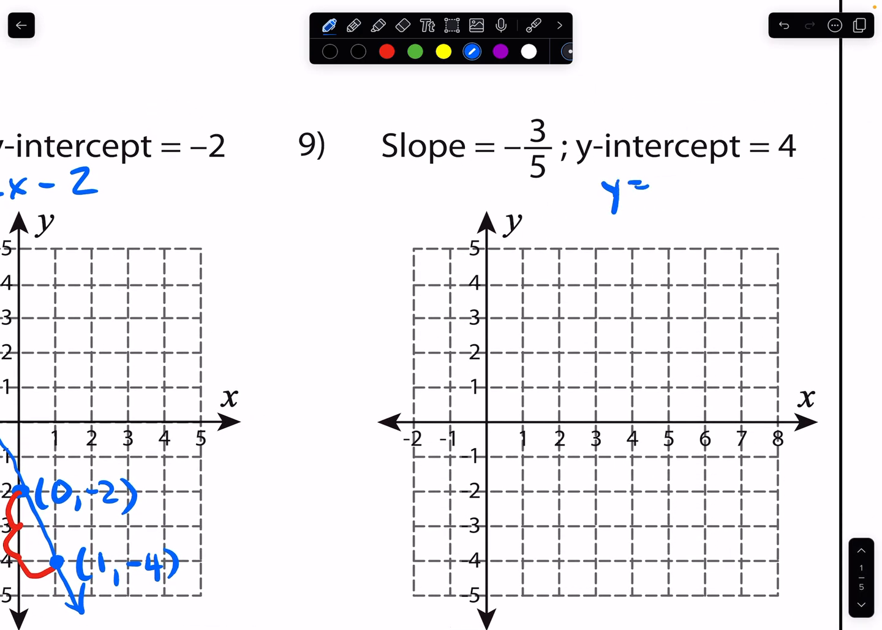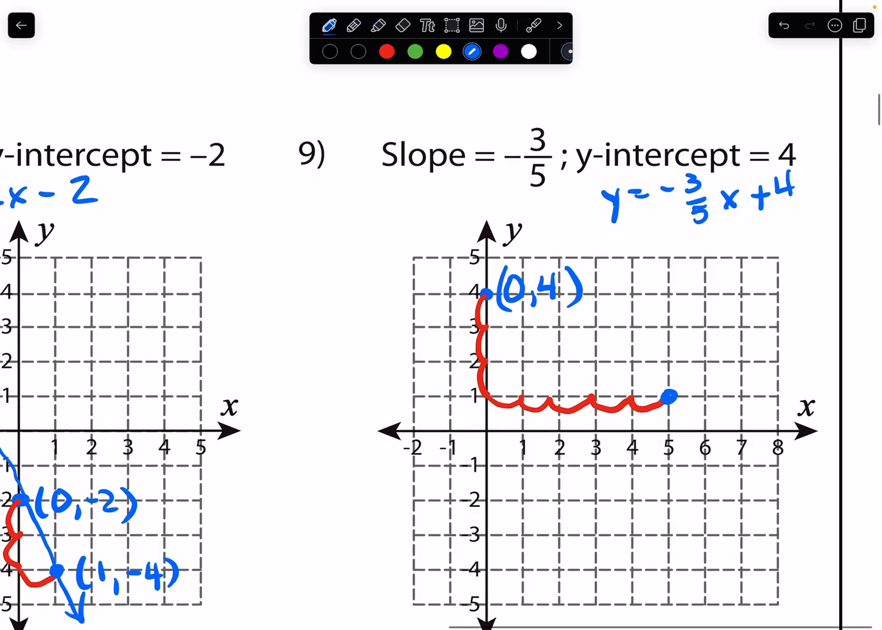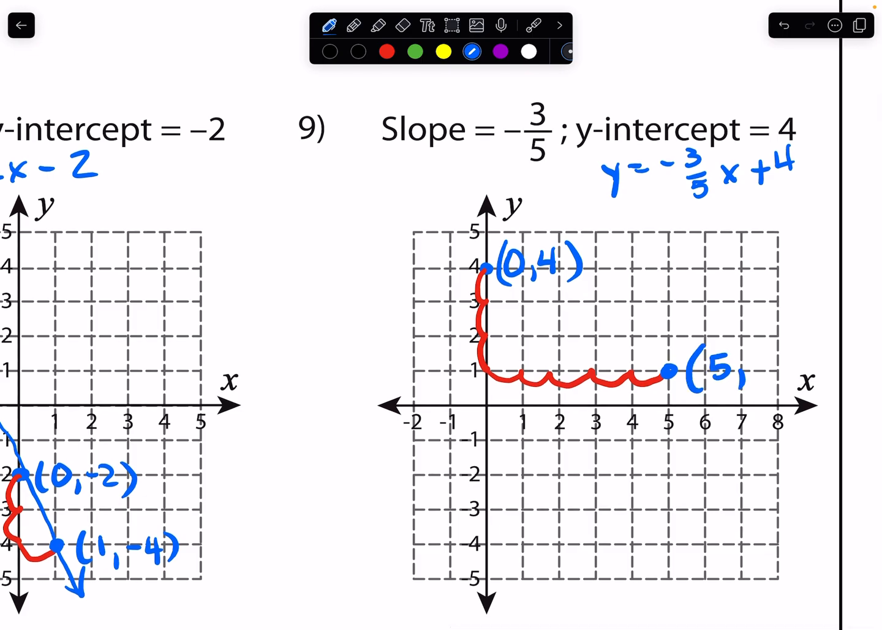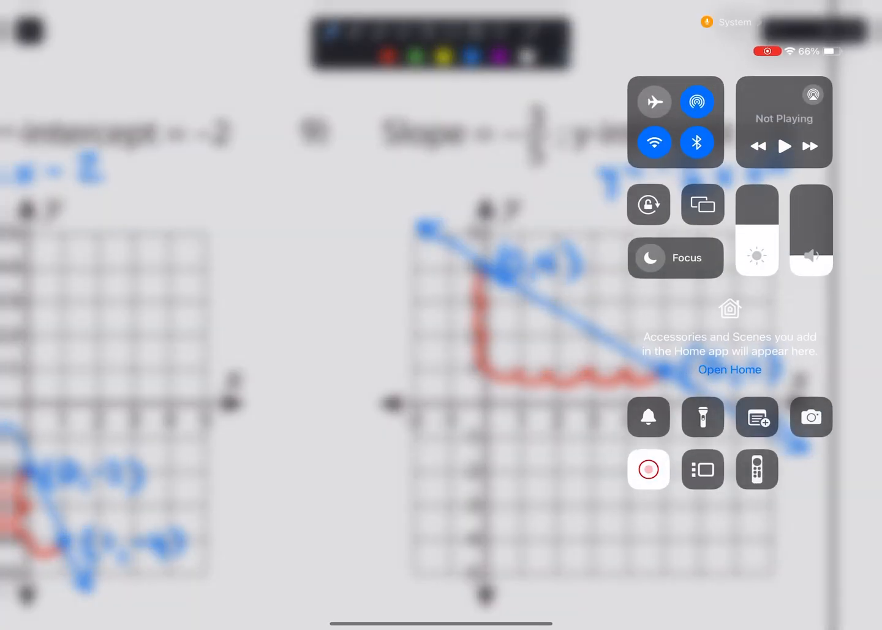Number 9, y equals -3/5 x plus 4. My y-intercept is 0, 4. We're going to use our slope. Down 3, forward 5. 1, 2, 3, 4, 5. Put my next point. Label point 5, 1, and draw a line through both points. Okay, the back side is homework, and we will go over those answers when you bring your work in tomorrow.